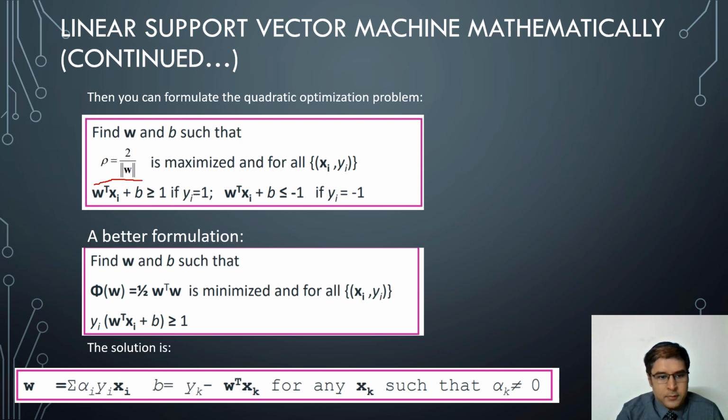A better formulation is: find w and b such that phi(w) = 1/2 WT w is minimized, and for all points xi, yi, yi (WT xi + b) >= 1. The solution for the above problem is in the final line here: w = summation of alpha_i yi xi, and b = yk - WT xk for any xk such that alpha_k is not equal to 0. So that is the solution for this problem.